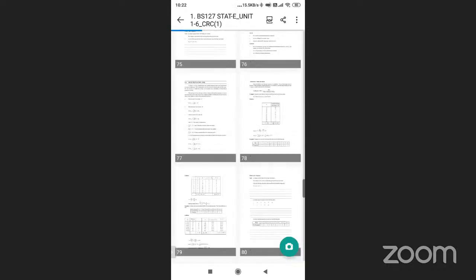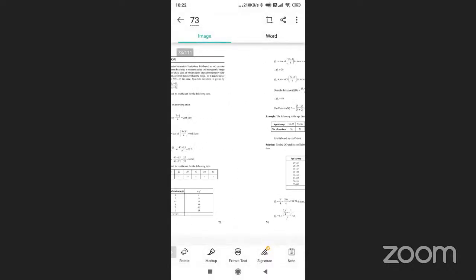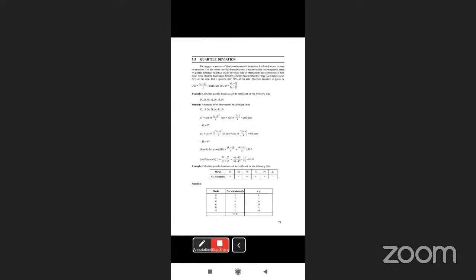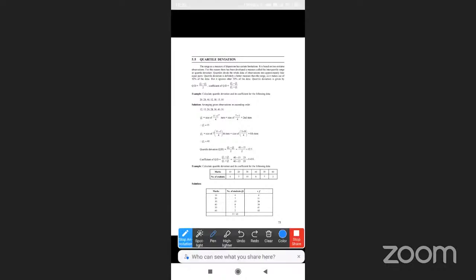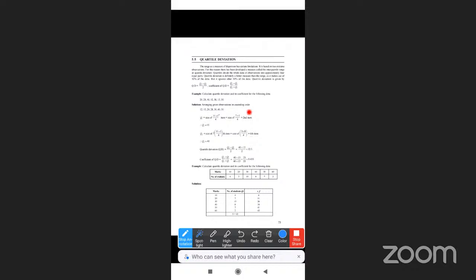That is quartile deviation, Q3, the third quartile, by 2. That is nothing but Q3 minus Q1 by 2. Coefficient of quartile deviation is Q3 minus Q1 by Q3 plus Q1. Here I have taken one example: calculate quartile deviation and its coefficient for the following data: 20, 28, 40, 12, 30, 15, 50.